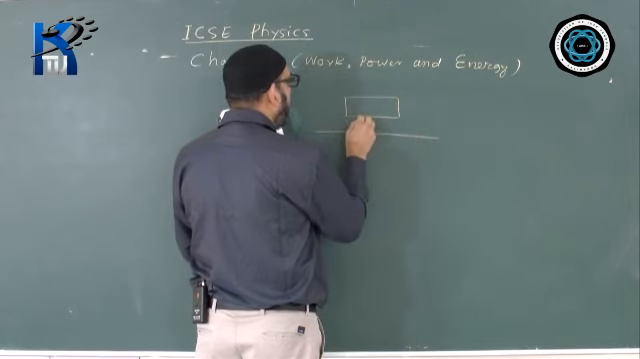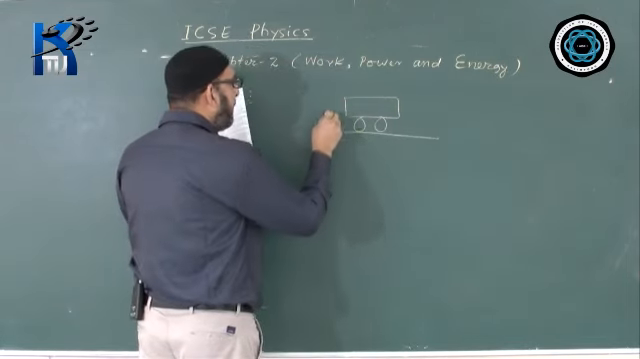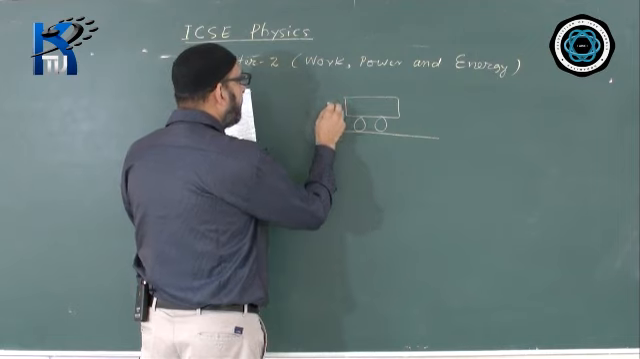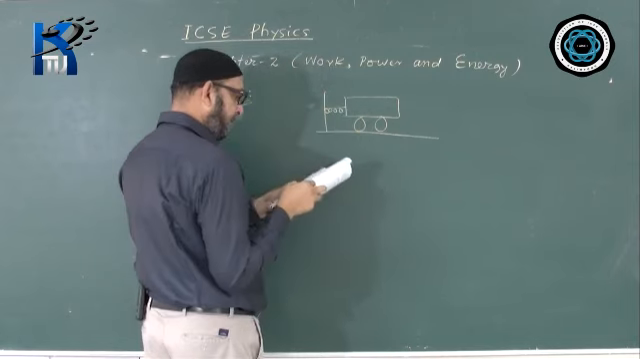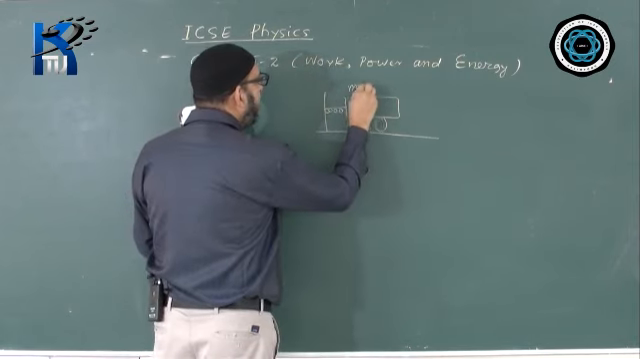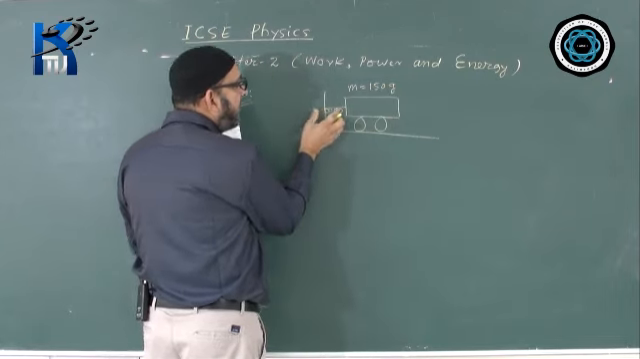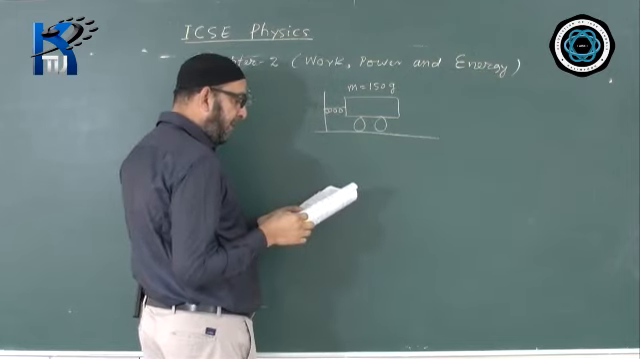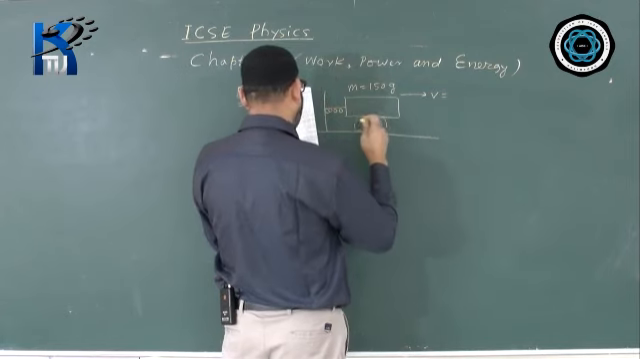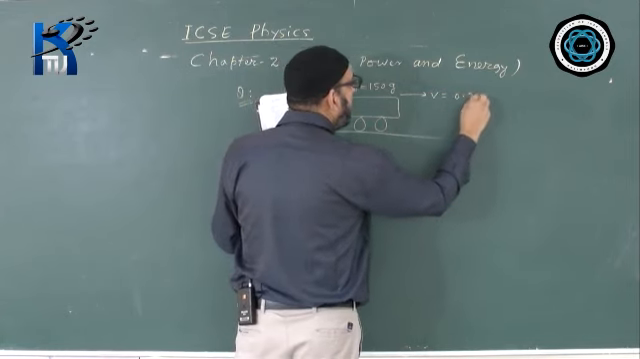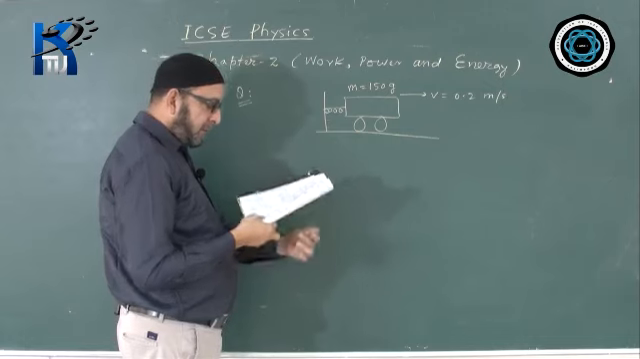There is a cart, toy cart is there, which is kept compressed by a spring. This one is compressing a spring here. Mass of the cart, m is given 150 gram. When we release it from the spring, it is moving with a velocity of 0.2 meter per second. We have to calculate the potential energy of the cart.